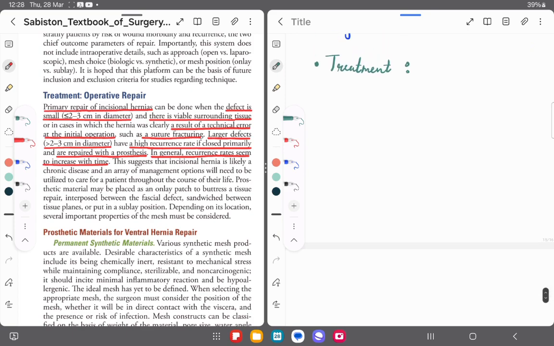So let us write down treatment of incisional hernias. So when the defect is small, so according to defect size, small defect, that is less than or equal to 2 to 3 cm in diameter.